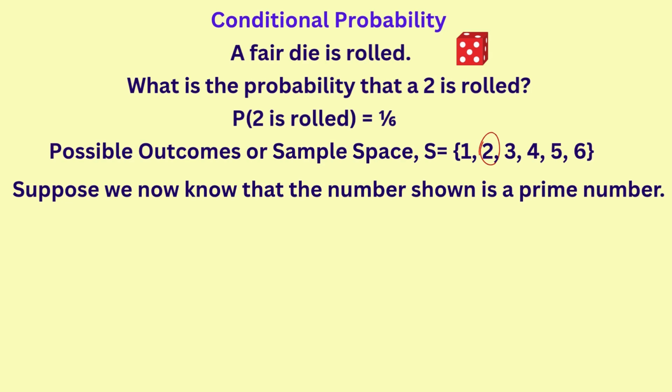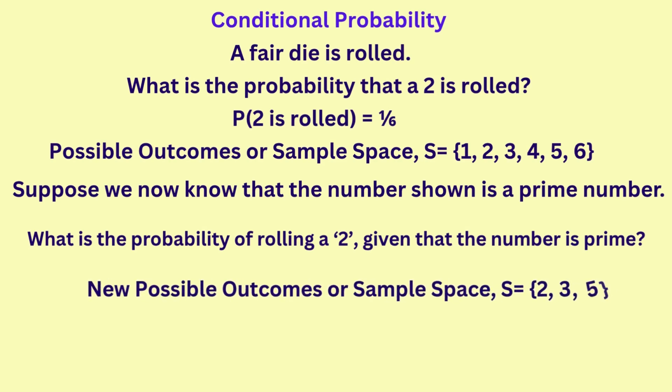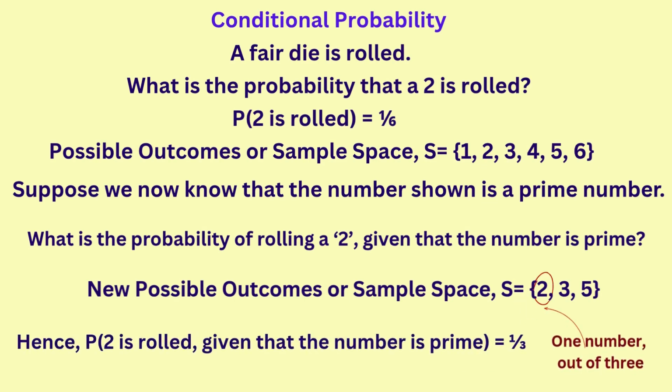The question would now be, what is the probability of rolling a 2, given that the number is prime? The sample space, or number of possible outcomes, will no longer be 6. Instead, it would now be 3, since there are now only 3 possible outcomes, which are the prime numbers on the die: 2, 3, and 5. So the probability of rolling a 2, given that the number rolled is a prime number, would be 1/3.